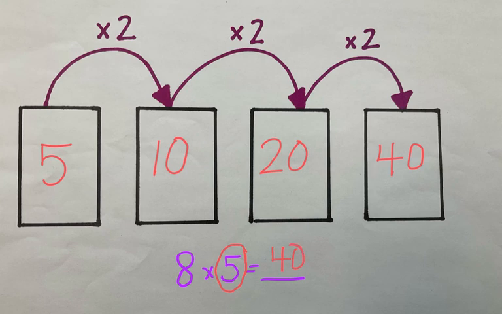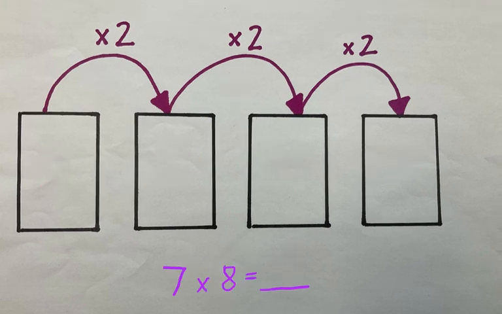So when we're looking at that, really the first time is double, then double again, then double a third time. Double, double, double.